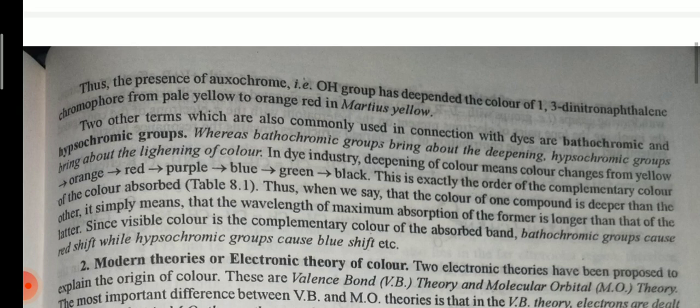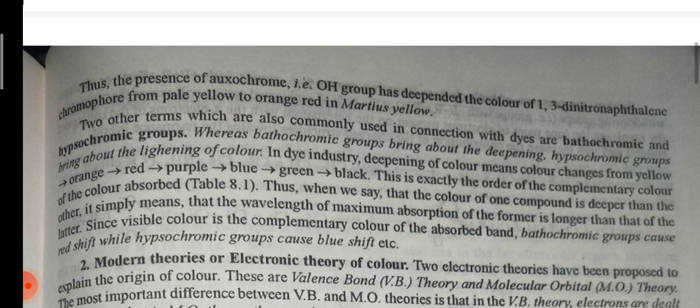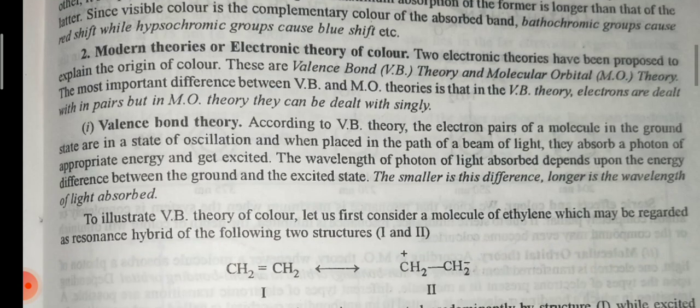Thus, when we say that the color of one compound is deeper than the other, it simply means that the wavelength of maximum absorption of the former is longer than that of the latter. Since visible color is a complementary color of the absorbed band, bathochromic groups cause red shift while hypsochromic groups cause blue shift, etc. Modern theories or electronic theory of color.